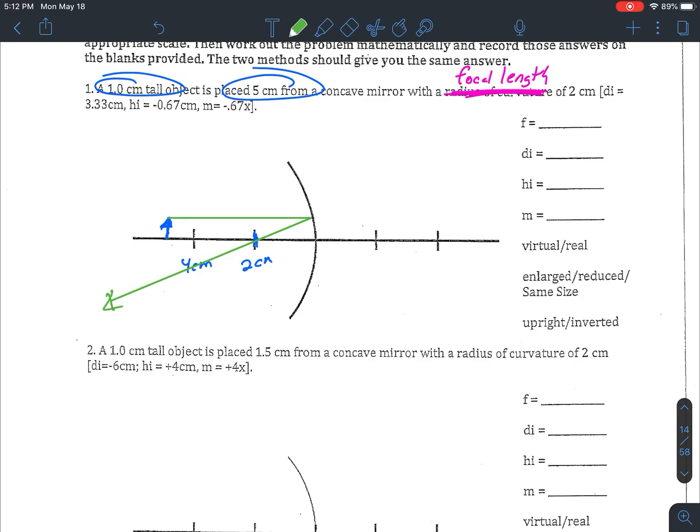The next one, focal to parallel. So we go through the focal point of 2 centimeters. When it hits the mirror, it will then reflect off and go parallel. Not too bad.